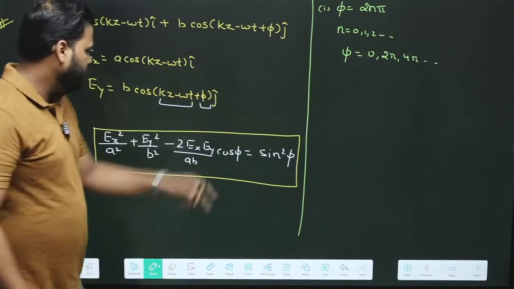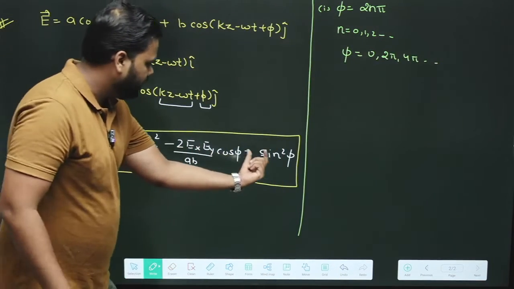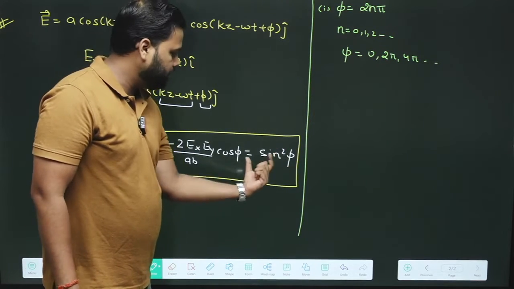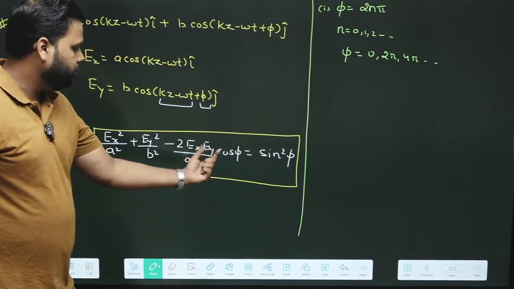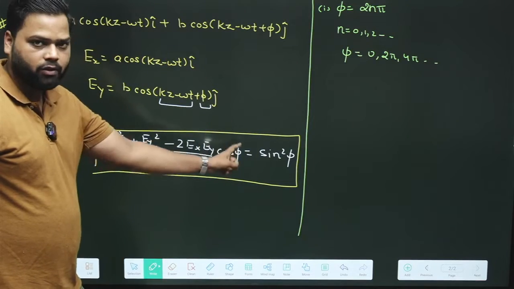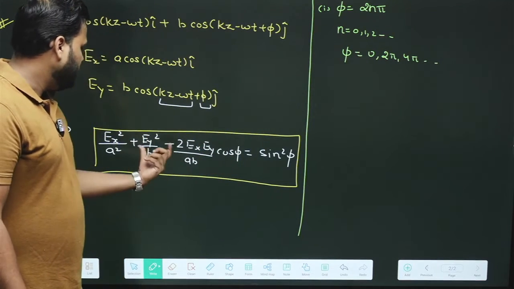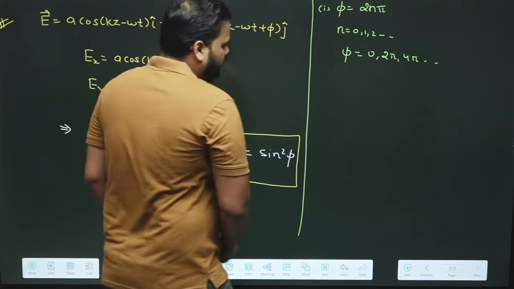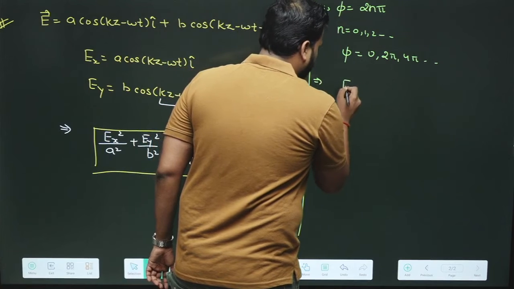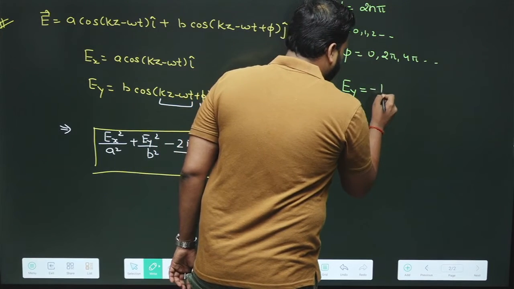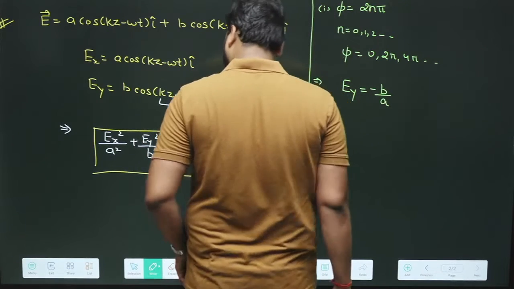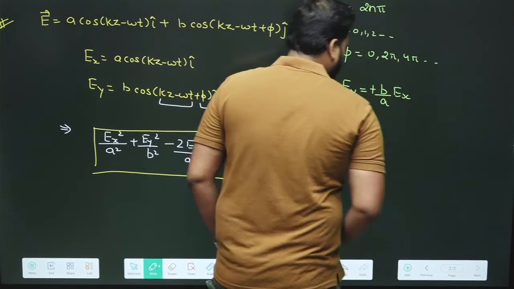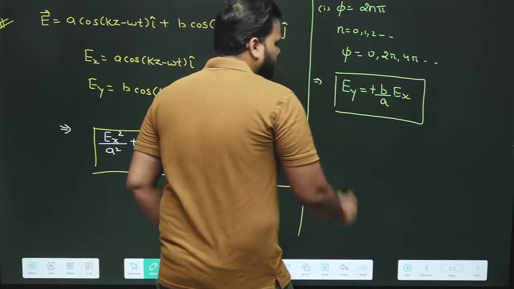Okay? Put the phase here. So look at it. What will happen? The sine phi, that is sine 0, sine 2 pi, sine 4 pi, all will become 0. And cos 0, cos 2 pi, cos 4 pi, all will give you plus 1. And it will be (a minus b) whole square. Right? When you solve this, you will finally arrive at this equation: Ey is equal to minus b upon a plus b upon a times Ex. Okay, this is your final equation.